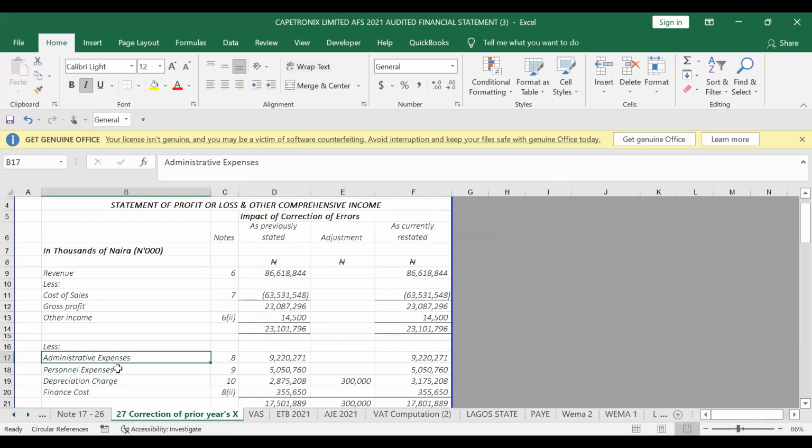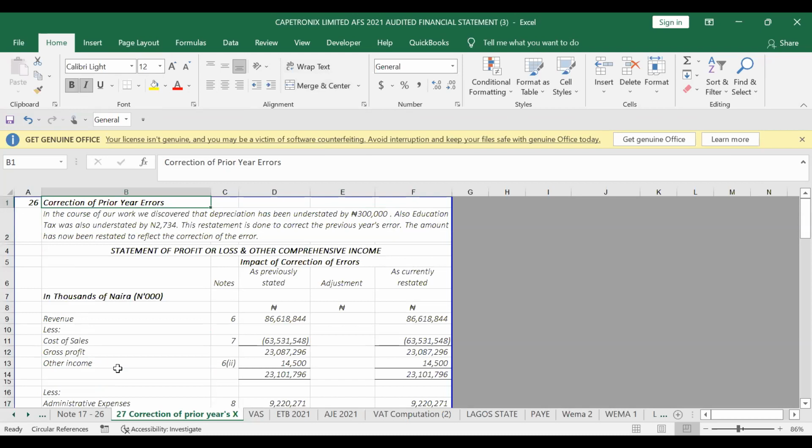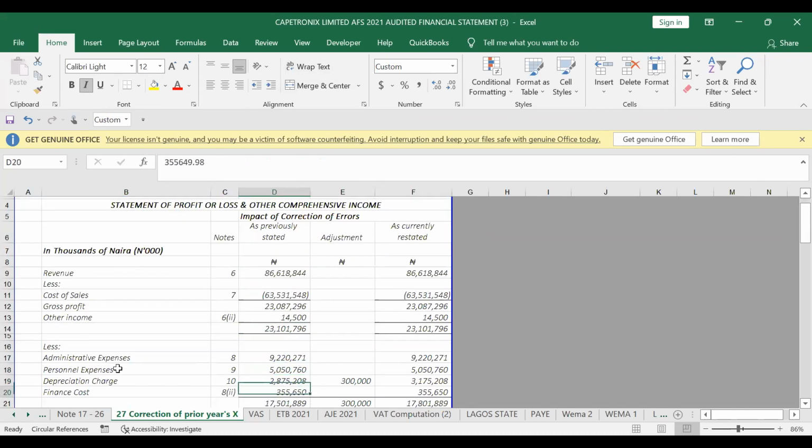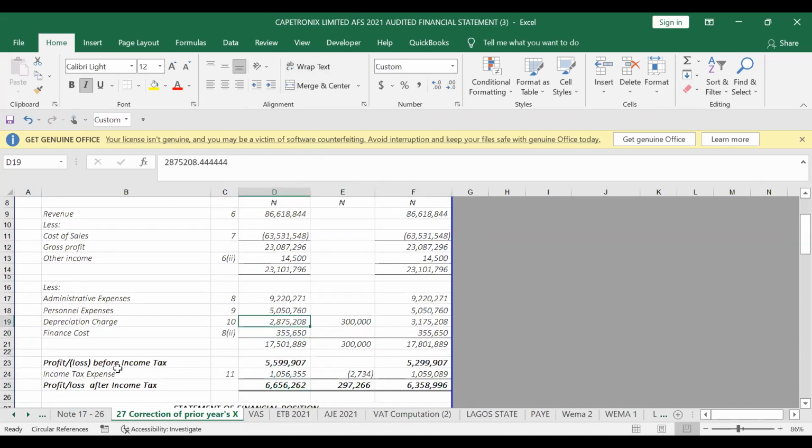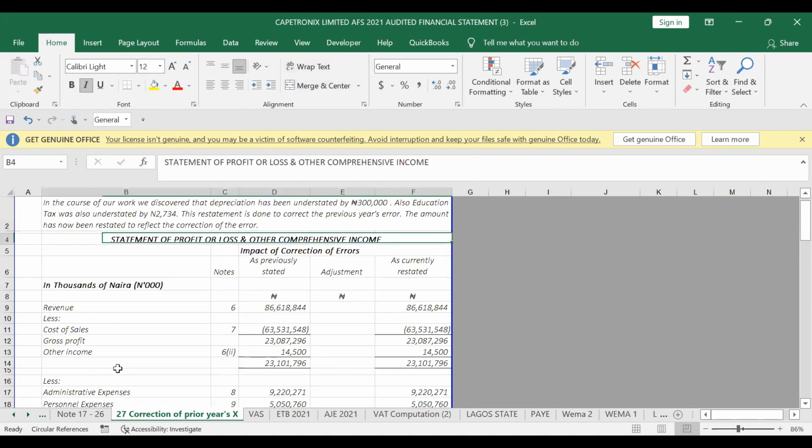When I was talking about IAS 8, you can see this note to the accounts: correction of prior year errors. So this very figure, as stated previously, was the figure in the accounts before. What they are saying here is that the depreciation charge, which was reported as 2.8 before, was understated by 300,000. So you can see that if it were to be during the end gap, this 300 would just be adjusted on the retained earnings straight.